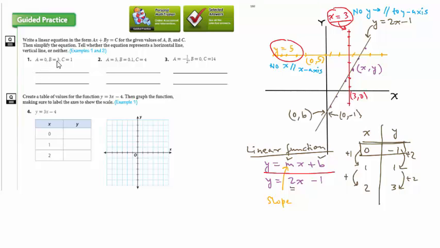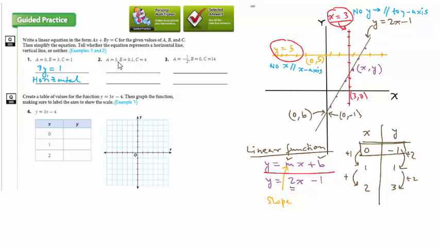So number 1, a is 0, b is 3, c is 1. What's a, b and c? ax plus by plus c. So we need to write a linear equation. First we need to write this equation. So we have ax, that is 0x. 0x is 0, so we just have by. b is 3, so we have 3y. There's no x. 3y is equal to c, and c is 1. Now what does this tell us? There is no x in this equation, and as you can see, no x means it's a horizontal line. So we need to comment whether the equation represents a horizontal, vertical, or neither line. So no x in the equation, it's a horizontal line.